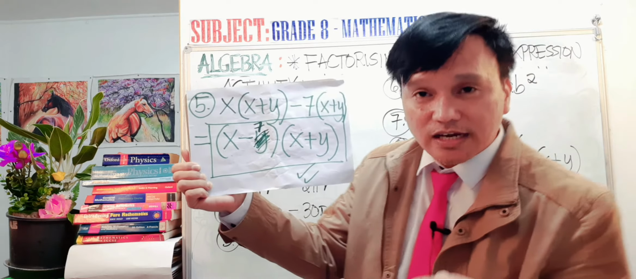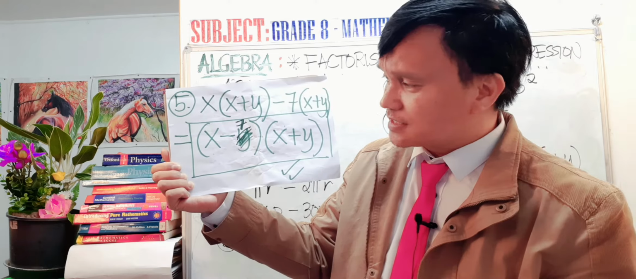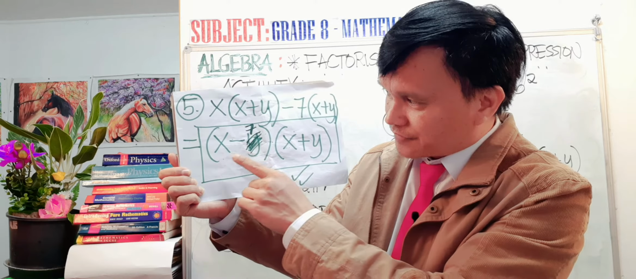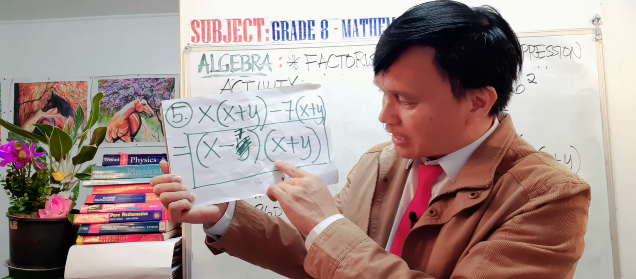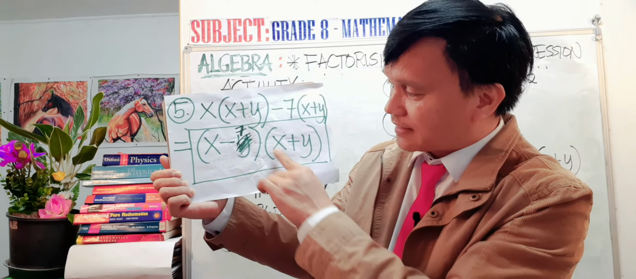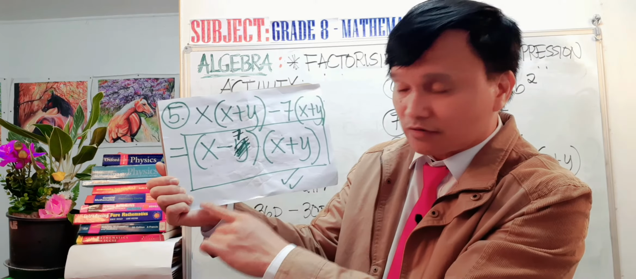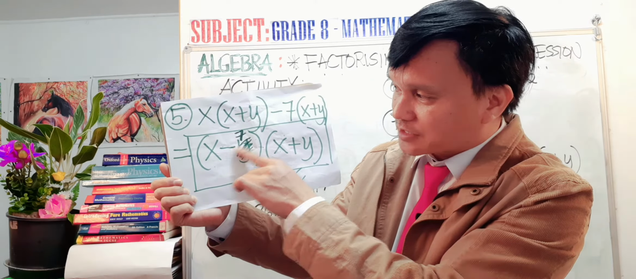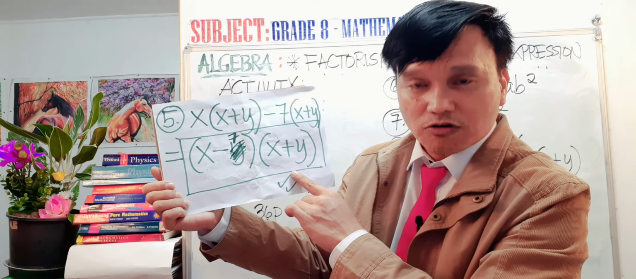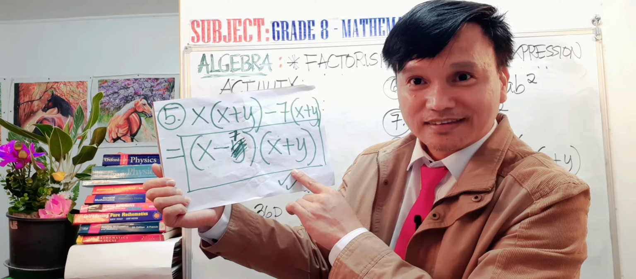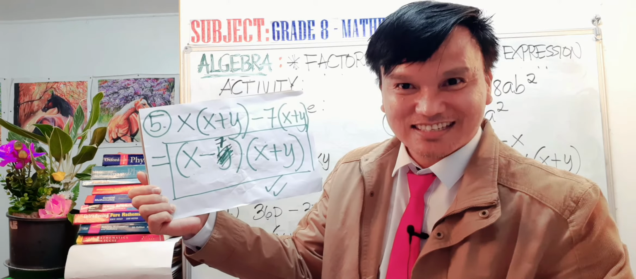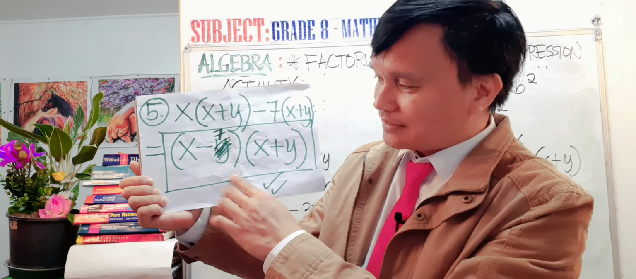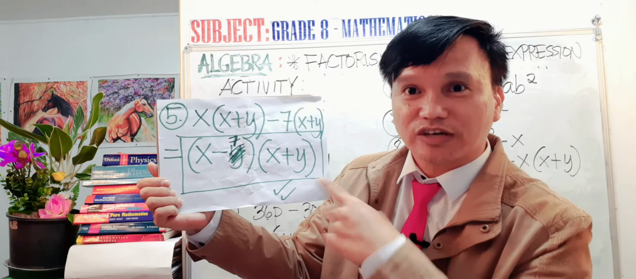Now, the question is, is it still the same if we interchange the arrangement of the answer? For example, is it still correct to write down x plus y first, open and close, and then followed by x minus 7? Is it still correct? Yes, the answer is it is still correct, because the operation is multiplication, so you can interchange it.